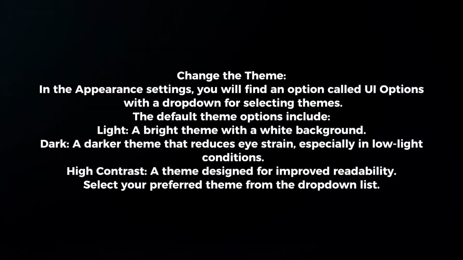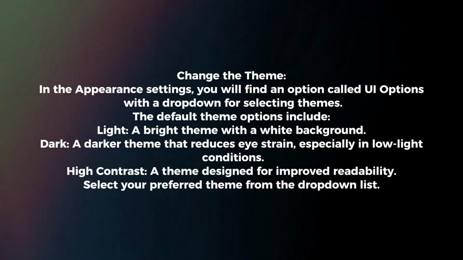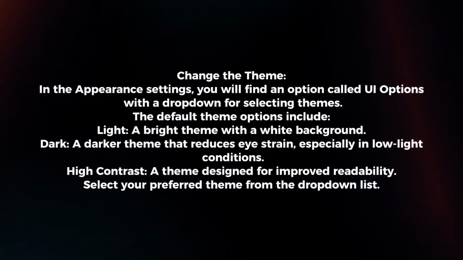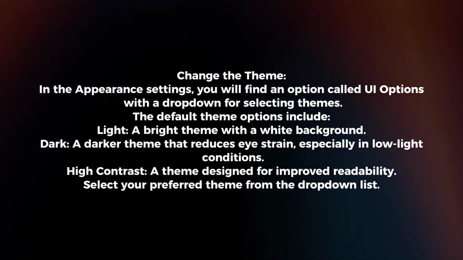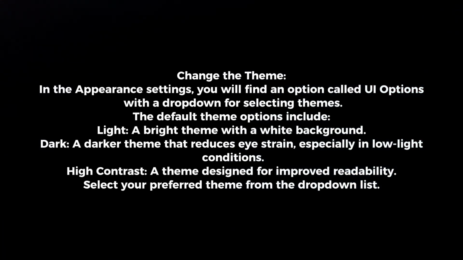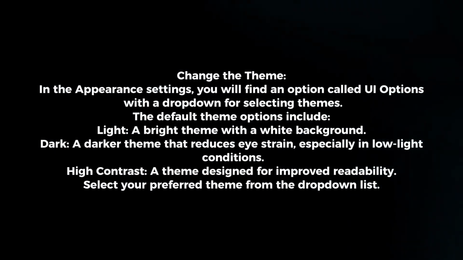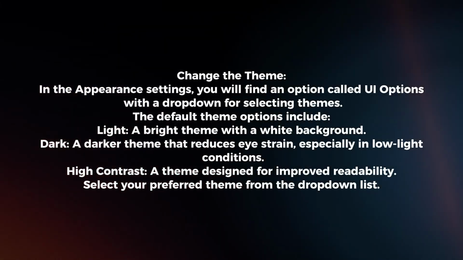Change the theme. In the Appearance settings, you will find an option called UI Options with a drop-down for selecting themes. The default theme options include Light, a bright theme with a white background; Dark, a darker theme that reduces eye strain, especially in low light conditions; High Contrast, a theme designed for improved readability. Select your preferred theme from the drop-down list.